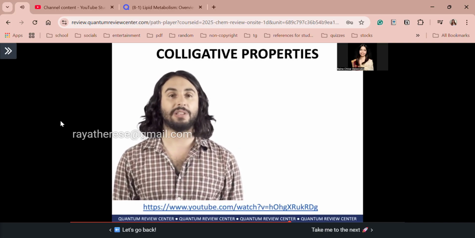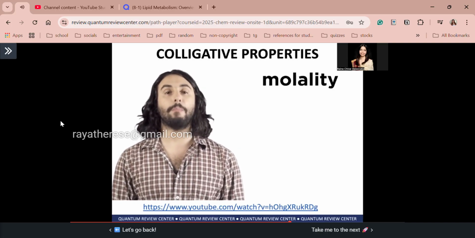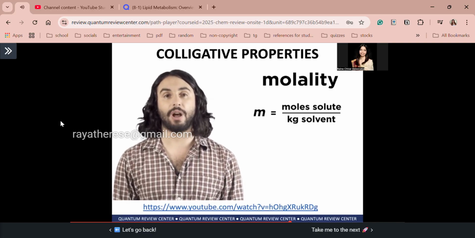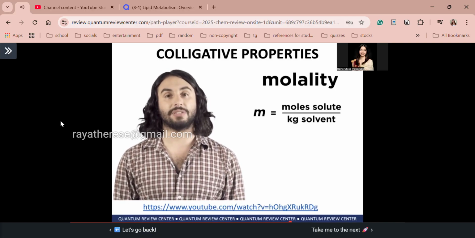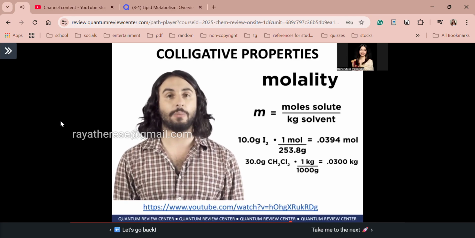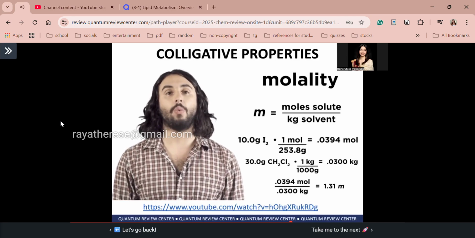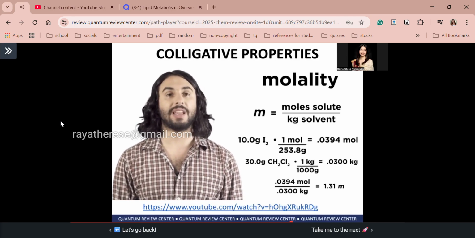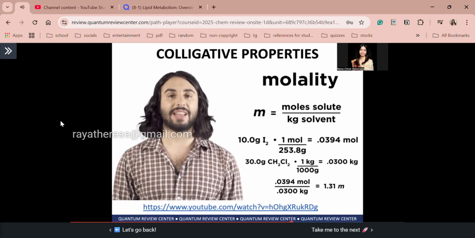When discussing colligative properties, instead of using molarity, we will often use molality, which is moles solute per kilogram of solvent rather than per liter. So the molality of a solution of 10 grams of iodine in 30 grams of dichloromethane would be as follows. We would call this a 1.31 molal solution, like we might say molar when discussing molarity. And while we use an uppercase M to denote molarity, we use a lowercase m in italics to denote molality.